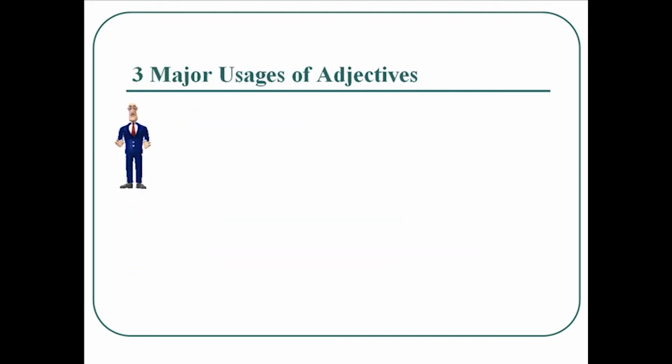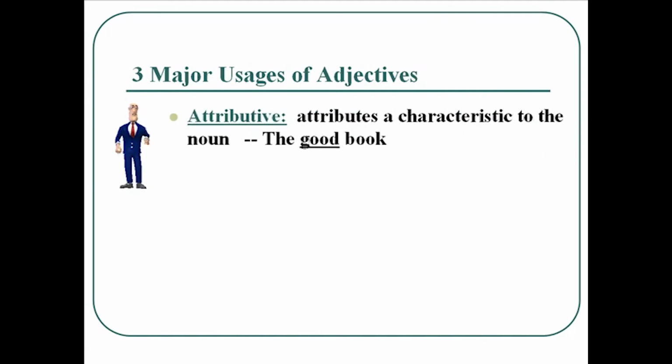There are three major usages of the adjectives. In English and also in Greek we'll follow the same type of pattern. First, there are attributive adjectives. Attributive adjectives attribute a characteristic to the noun that it's attached to. So, for example, the good book. Good modifies book. It attributes a characteristic to the book that follows it.